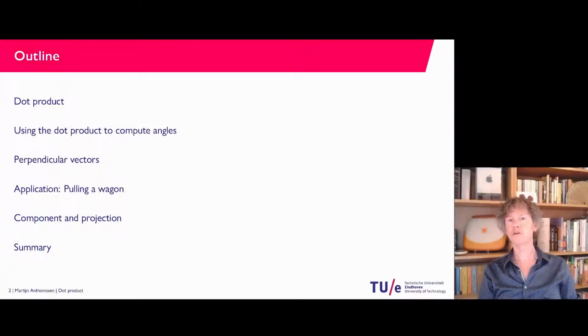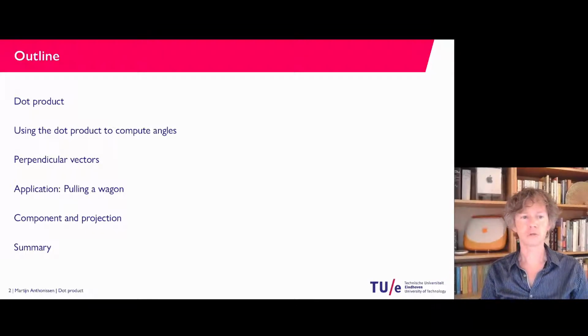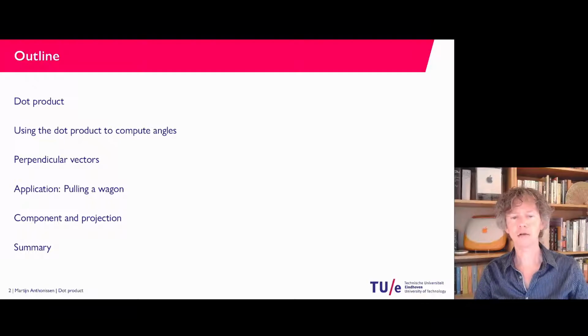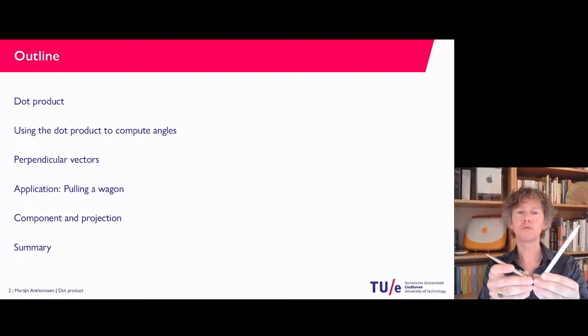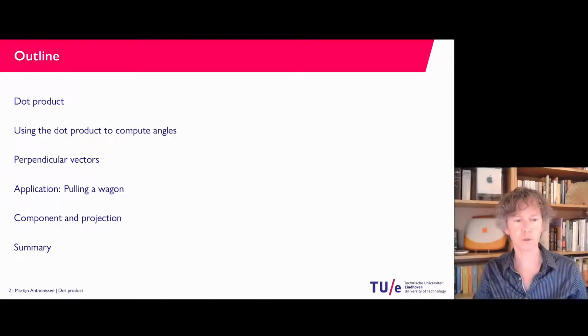So let's look at a quick outline of this video. So what we will be considering is first the definition of the dot product. Then I will show how you can use the dot product to compute angles between vectors. Often we are interested in vectors that make a 90-degree angle, so they are called perpendicular to each other. If you have two vectors, they're always in a plane, and if you look in this plane and if they make a 90-degree angle, they're called perpendicular.